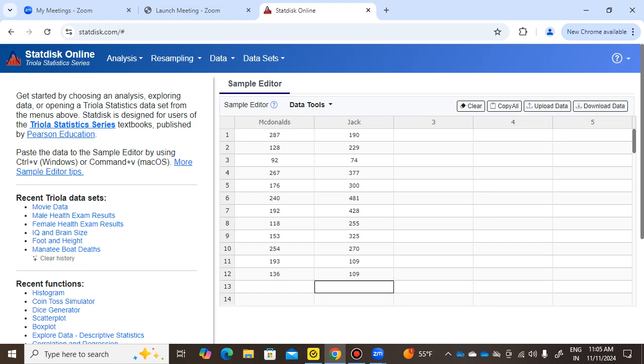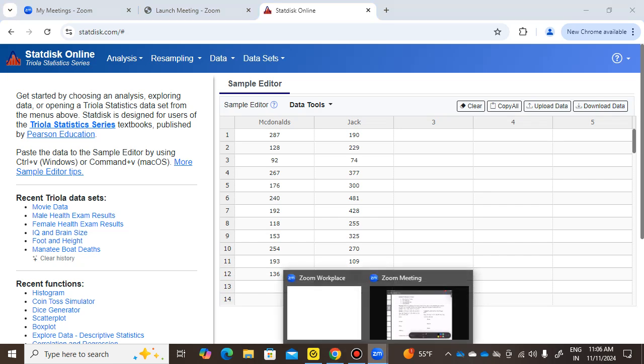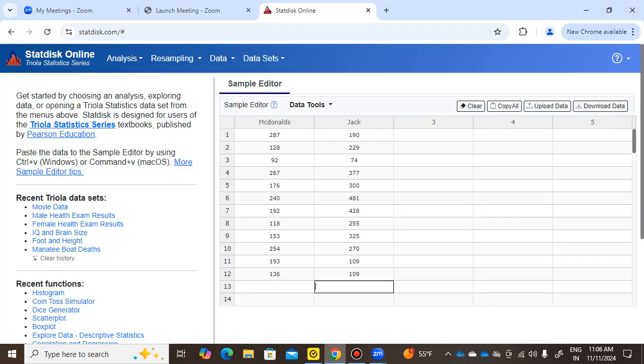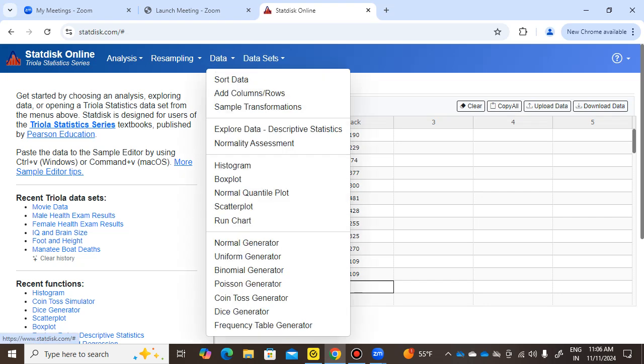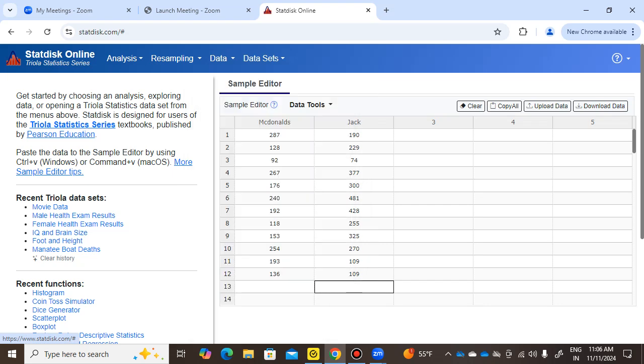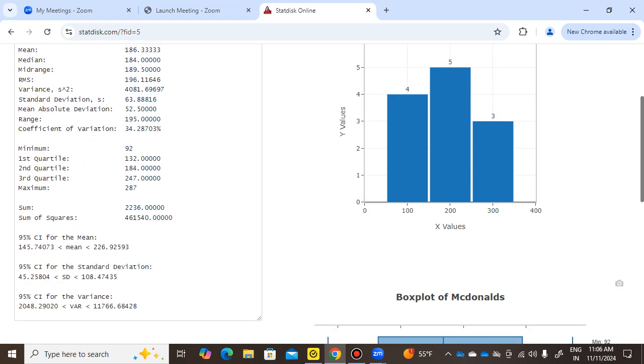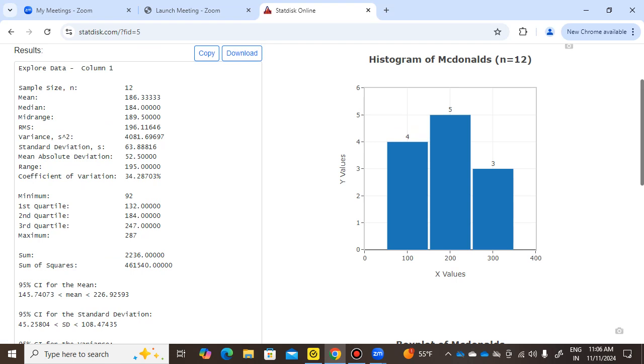Now, to find the measures of center, okay, we will enter the data into columns. We did that. Select the data tab, select explore data, select the column. Right, so data, explore data, descriptive statistics, basically what it also says. And then select the column. So we'll start with McDonald's. And we see the data here. Mean is 186.33. Median is 184.